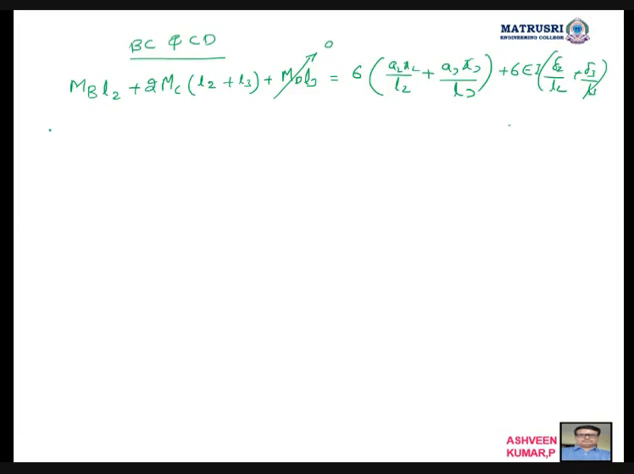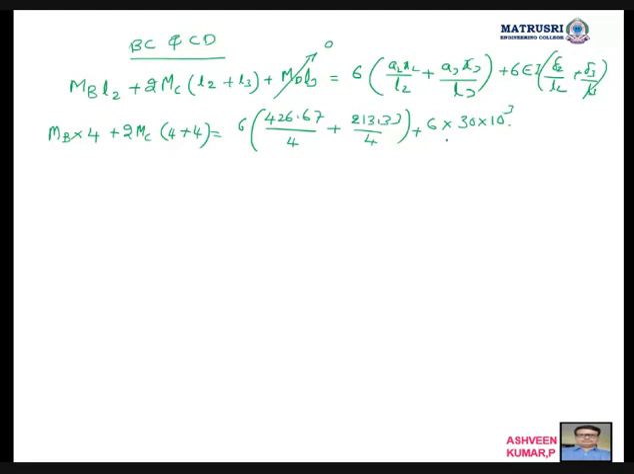Then MB into 4 plus 2MC (4 plus 4) is equal to 6 into A2X2, how much? 426.67 by 4 plus 213.33 by 4, then plus 6 into 30 into 10 power 3, then write delta.